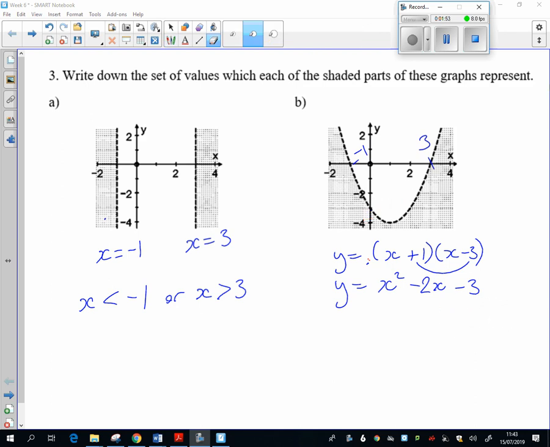Okay, so then everything below the graph is shaded. So the area that they've shaded is the values of y that are below that quadratic, and again it's a dotted line, so it's a strict inequality, it can't equal that quadratic.